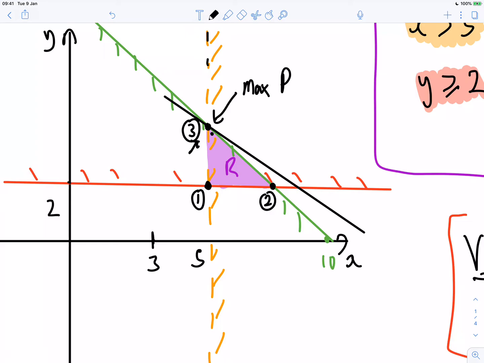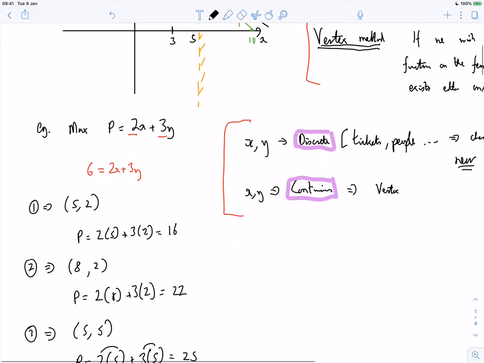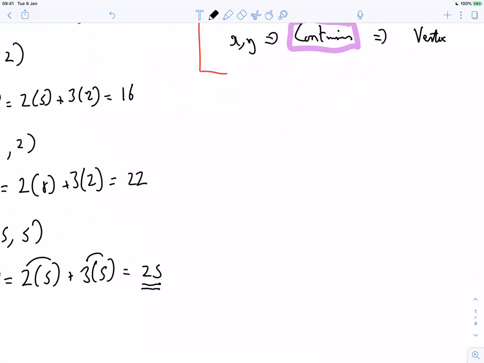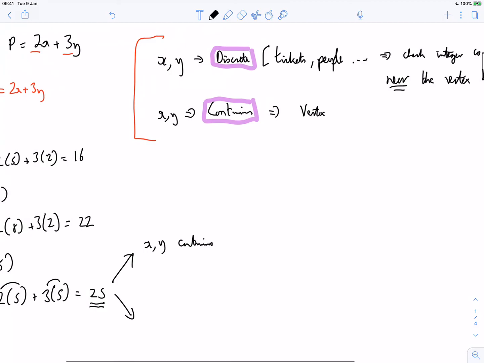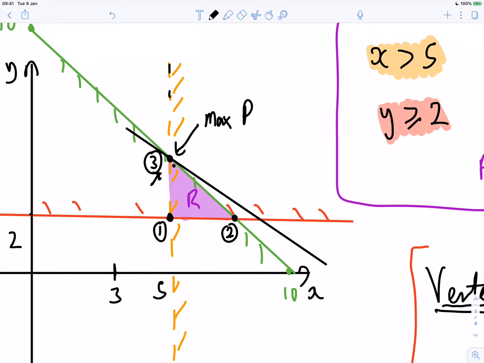And for all intents and purposes, because we can pick a point that's infinitely close to that point, then essentially we say, well, okay, put it this way. There's two things that can happen here. If x and y are continuous, remember what we mean by continuous, then it's just the vertex that's the maximum. And the reason why the vertex is the maximum here is because I could go to an infinitesimally small point away from that vertex, and it would make an infinitesimally small difference to my P value.